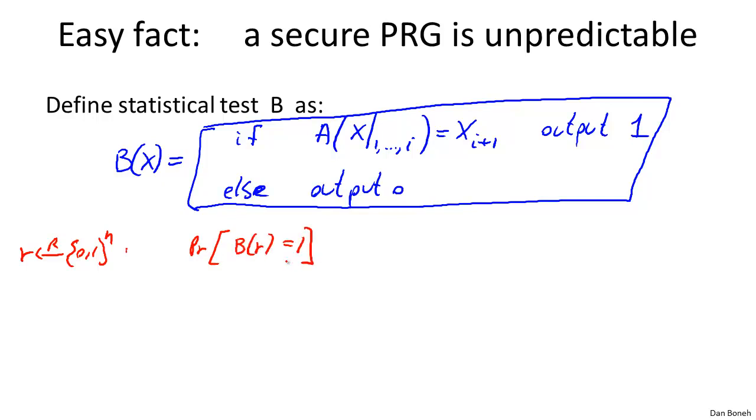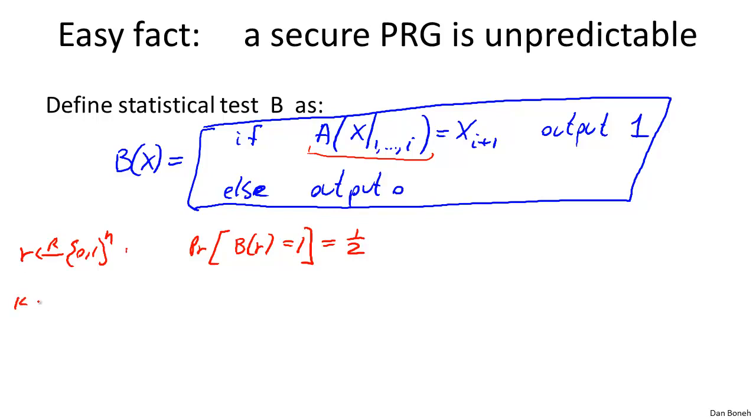Well, for a truly random string, the i plus first bit is totally independent of the first i bits. So whatever this algorithm A outputs is completely independent of what the i plus first bit of the string R is. And so whatever A outputs, the probability that it's going to be equal to the random independent bit x_{i+1} is exactly 1/2. In other words, algorithm A simply has no information about what the bit x_{i+1} is, and so necessarily the probability that it's able to predict x_{i+1} is exactly 1/2.